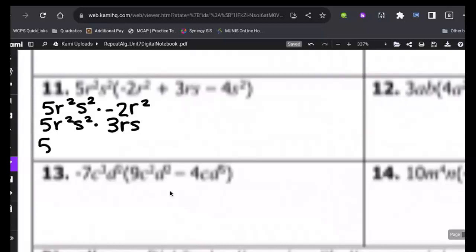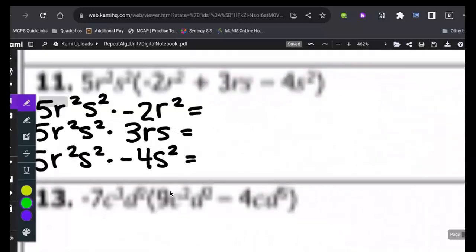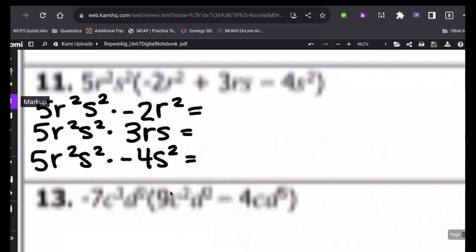And then the last term, we're going to multiply it by -4s to the second power. So we're only going to add the exponents of the r's together and the s's together. So I'm going to use a little highlighter for this one. So for the r squared, we're going to add these two terms. So we multiply 5 times -2, which is -10. And then we have r to the 4th power, because we can only add the ones with the r's together. And then we're keeping s to the second power the way that it is.